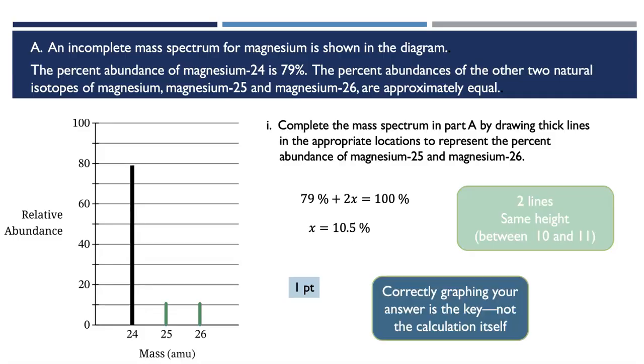It's really the graph that is the key here. So if you did the calculation correctly, but then drew your lines unevenly, or in some cases, they went up to 50%. We had lines going up to 80%. The graph is what's important. So if you had the calculation correct, but your graph is not, you are not going to earn the point here.